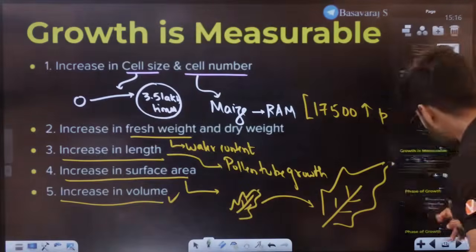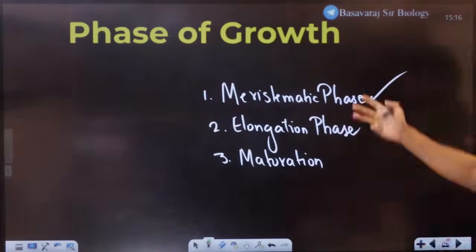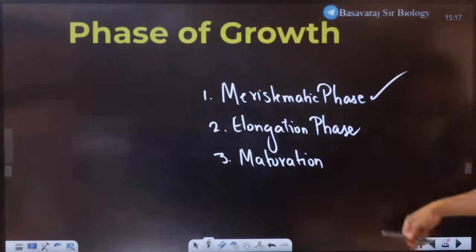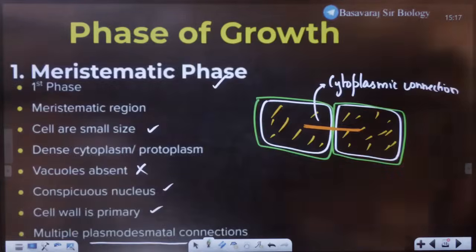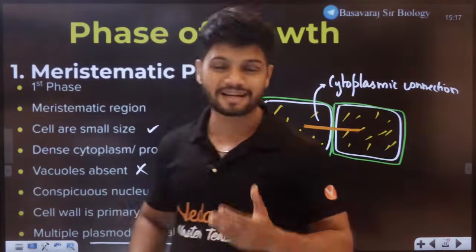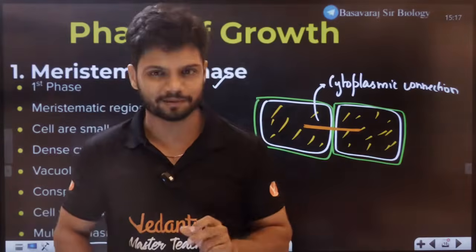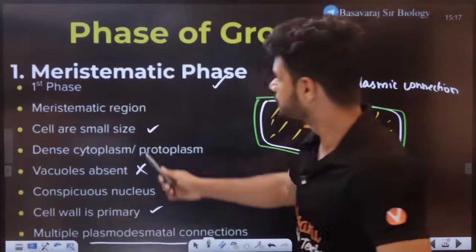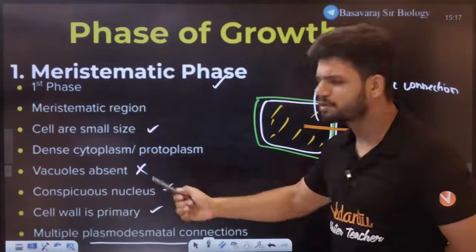Okay, now students, what are the phases of growth? There are three main phases: meristematic phase, elongated phase, and maturation phase. Now what is the meaning of each one of them? The first one is meristematic phase. In meristematic phase, a cell is a dividing cell. It is a newly formed cell. This cell has a lot of cytoplasm, dense cytoplasm, right? It's the first phase. Cells are very small size, dense cytoplasm, vacuoles are absent.